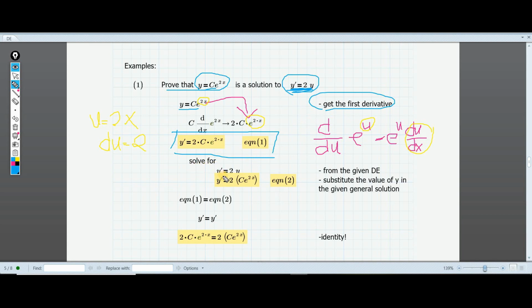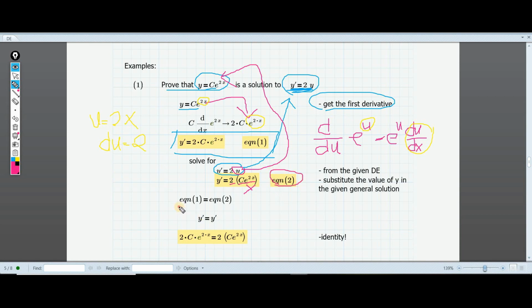Okay, so we solve for y prime is equal to 2y. Ayan yung given natin dito sa taas kanina. And we also have the value of y here. Yan, yung y natin. Natakpan kasi, no? We have the y at ito ay saan galing? Ito, value ng y. So, ipapasok natin yung c e to the 2x. So, ito yung 2. This is the value of 2. And then, this is the value of y. So, now, this is our equation 2.